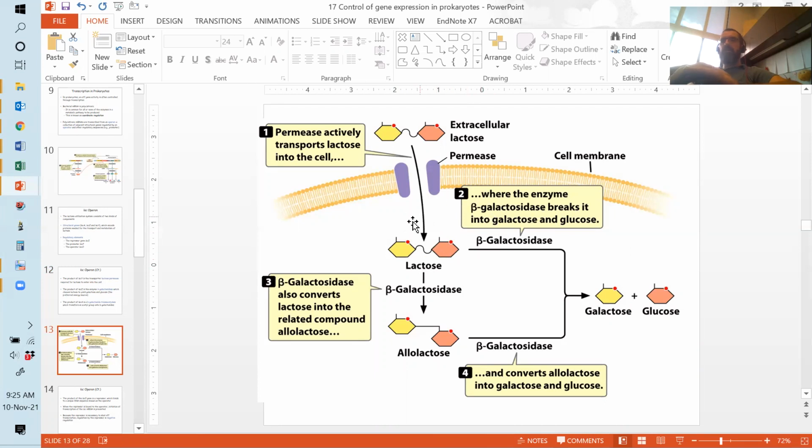And then that lactose is converted via one of 2 pathways using the same enzyme into galactose and glucose. Glucose then essentially heads into cellular respiration, gets broken down, turned into ATP. So this is the overview of what happens.